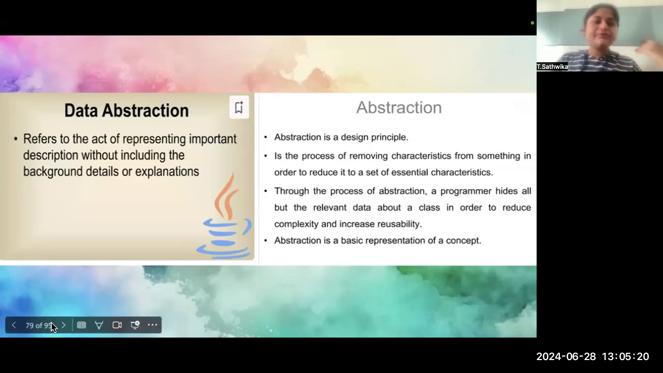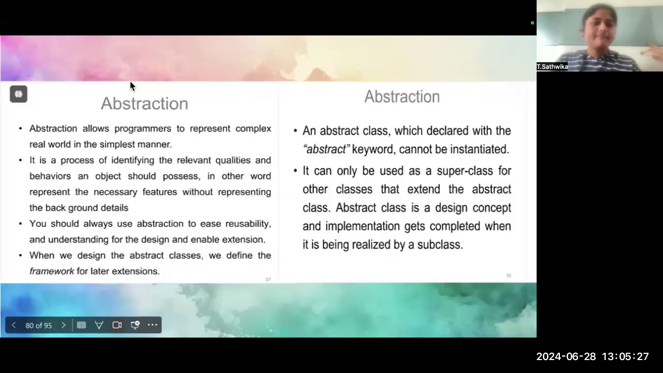It's just an act of representing important information and hiding all the background details or explanations. Abstraction allows programmers to represent the complex real world in the simplest manner, and it is a process of identifying the relevant qualities and behaviors an object should possess. In other words, it represents the necessary features without representing the background details. We should always use abstraction to ease reusability and understanding for the design and to enable extension.